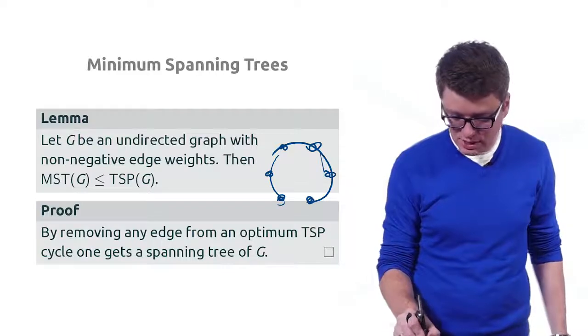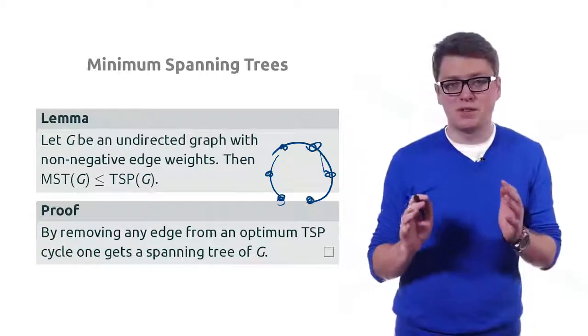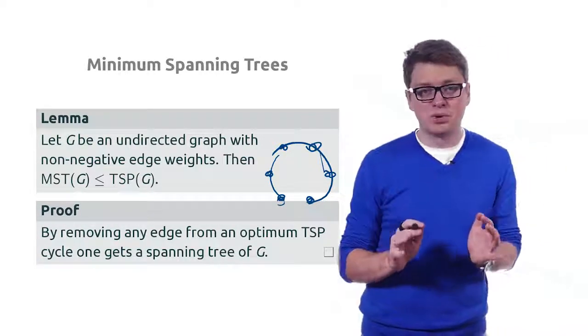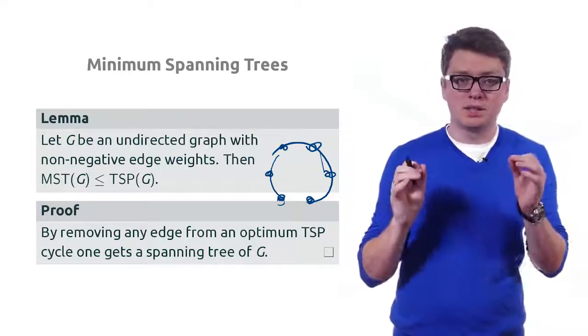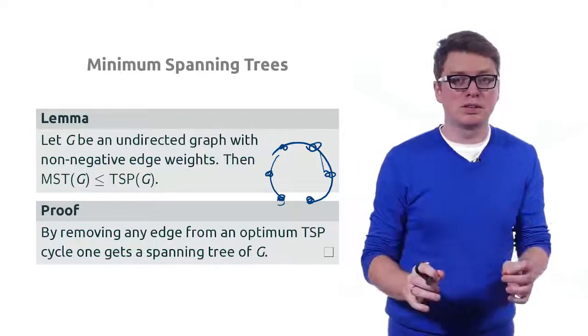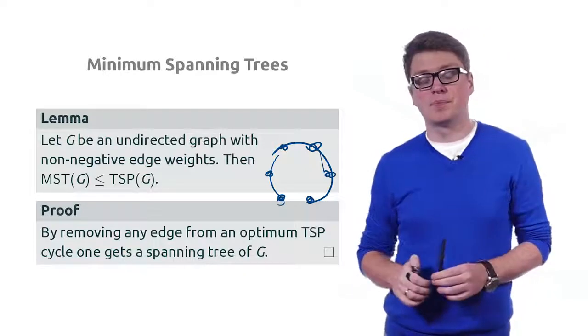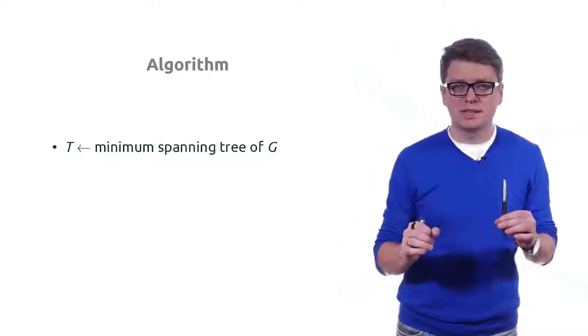So the weight of this path is at least the weight of the minimum spanning tree, which finally proves that the weight of the optimal cycle of a traveling salesman person in a graph is at least the minimum spanning tree. Okay, then we are ready to present an algorithm.